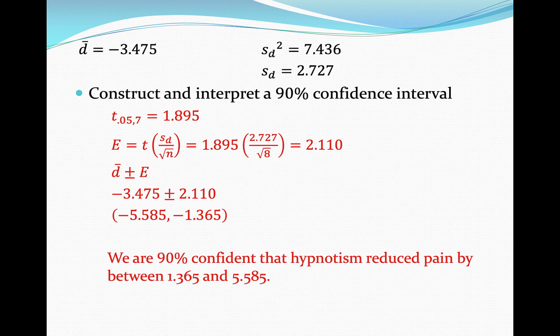So this means that we are 90% confident that hypnotism reduced pain by between 1.365 and 5.585. In your interpretation here, even though these quantities are negative, it really makes sense to change those into positive and just talk about how it reduced pain, because the reduction is why you get the negative. It reduced pain, so we get a negative. But whenever we interpret that, we can just simply say we reduced pain by between 1.365 and 5.585 in terms of this pain scale that we used in this scenario.